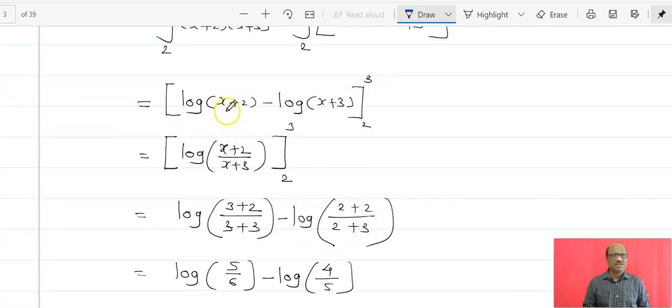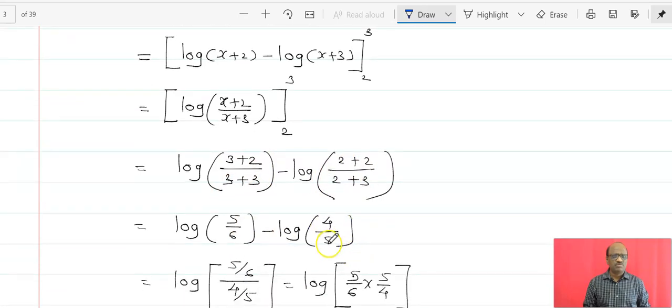Now see this here, log of (x+2) minus log of (x+3). By using the property of logs, we can write log of (x+2)/(x+3). The upper limit is 3, the lower limit is 2. Substitute first of all upper limit minus lower limit. X is replaced by 3, that is log of (3+2) which is 5, over (3+3) which is 6, minus (2+2) which is 4, over 5.